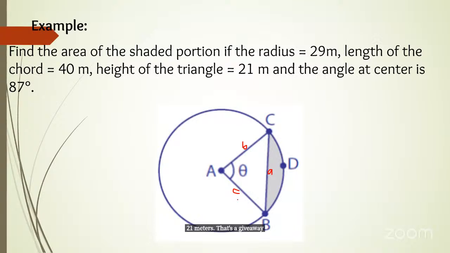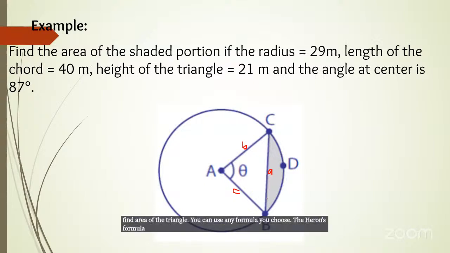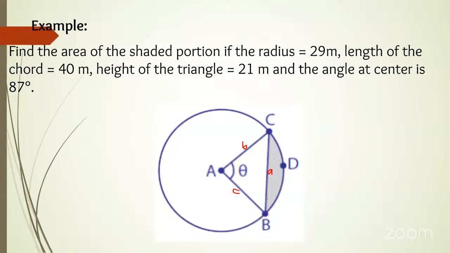So go ahead for me. I'm giving you 2 minutes. Find the area of the triangle. You can use any formula you choose, the Heron's formula or half base times height. Miss, I got an answer. Hold it just for a little while. Let us give the others some time. All right, I'm seeing some answers in the chat as well.